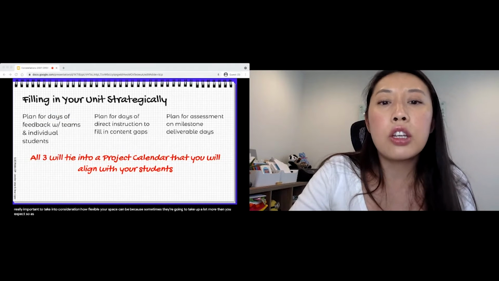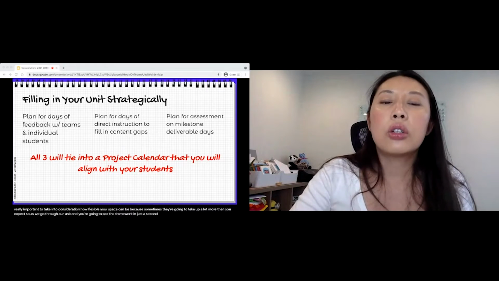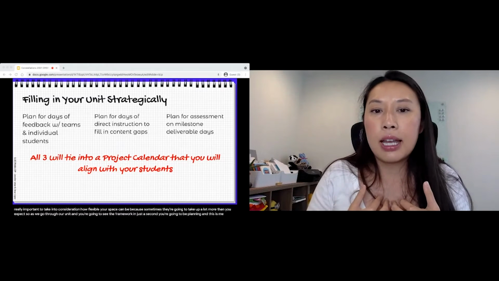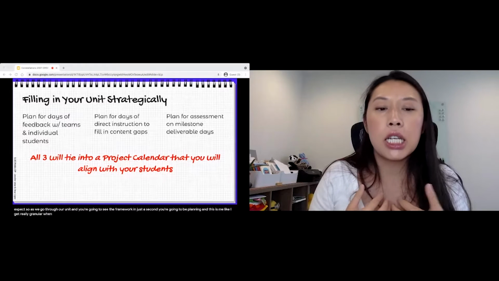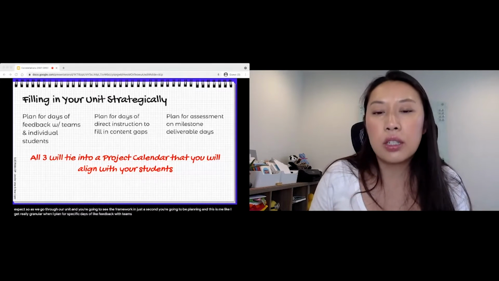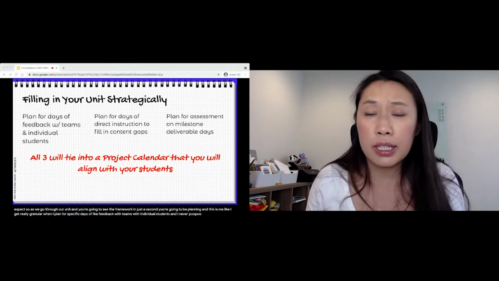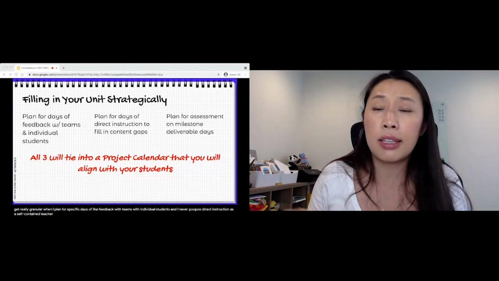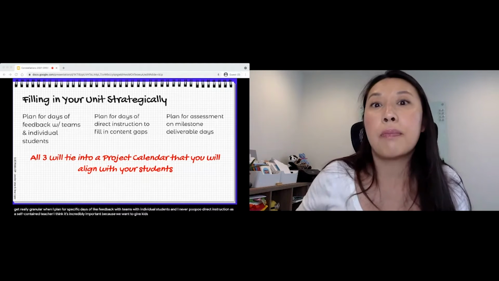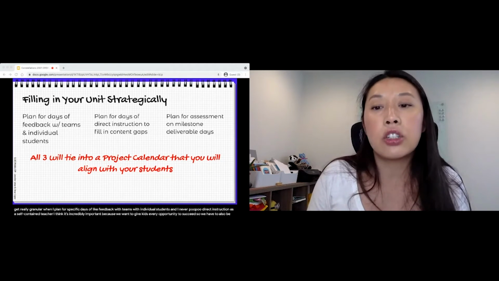As we go through our unit, and you're going to see the framework in just a second, you're going to be planning. And this is me, I get really granular when I plan specific days of feedback with teams and with individual students. I never poo-poo direct instruction as a self-contained teacher. I think it's incredibly important because we want to give kids every opportunity to succeed, so we have to build that in too.